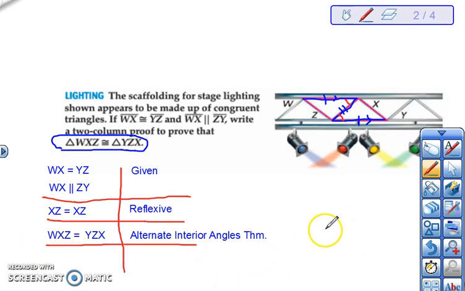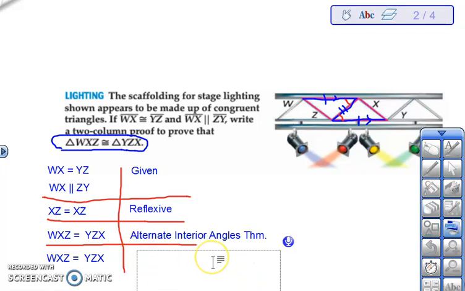And so now we've got two sets of congruent sides, and we've got the angle in between them, so we are ready to write down the proof statement. So we know that triangle WXZ is congruent to triangle YZX using the side-angle-side postulate, which we can shorten to SAS.